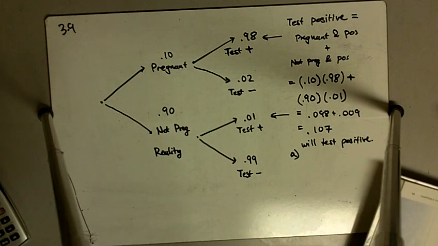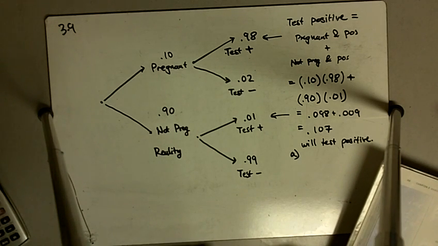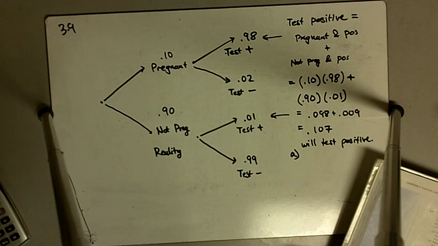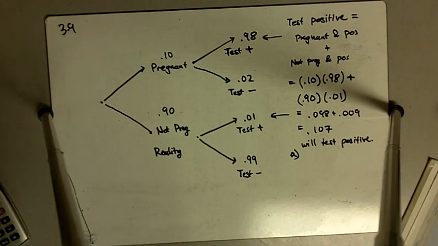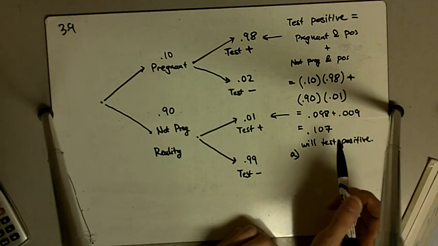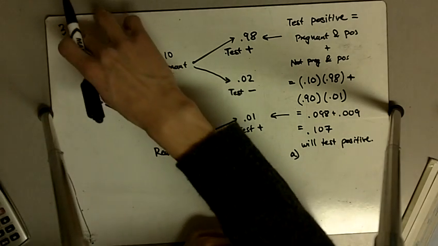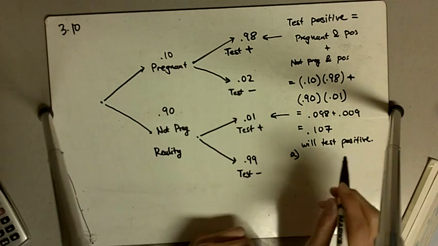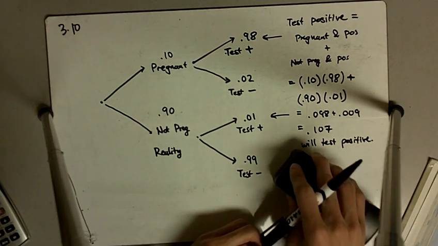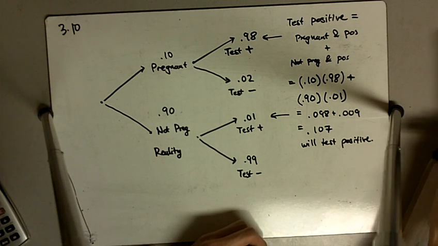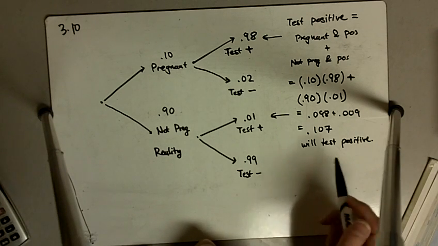3.10 A says, consider the setting of exercise 3.9 part A. Suppose that a woman tests positive. What is the probability that she really is pregnant? In 3.9, we found the probability of testing positive. Now we want to know, if she tests positive, what's the probability that she is actually pregnant?